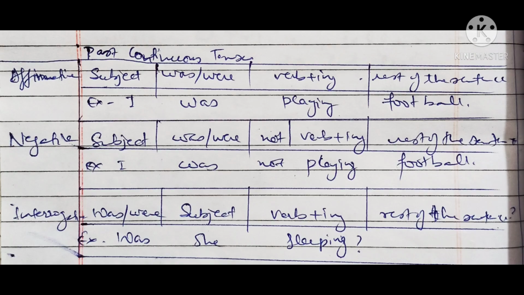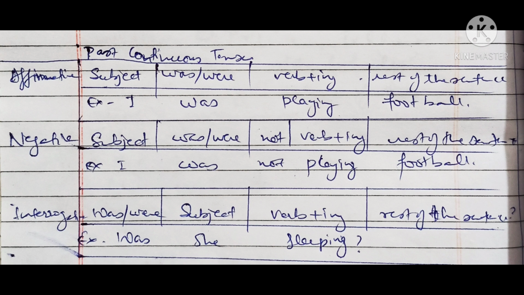Now let's take a look at the sentence structures for past continuous tense. For affirmative, we write the subject first, then was or were, then verb plus ing, then rest of the sentence. Example, I was playing football. We were sleeping in the afternoon.